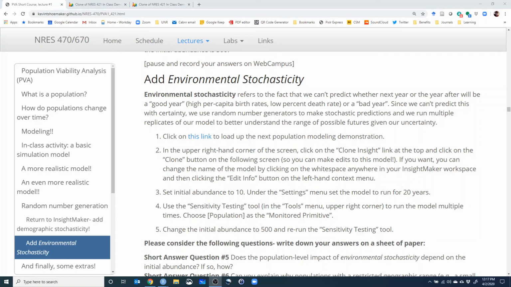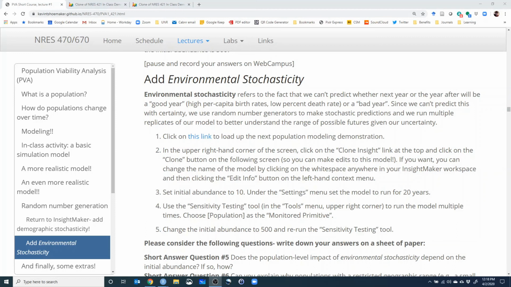So we can't predict necessarily what the future is going to look like for the weather or for the resources for this population. And that refers to what we call environmental stochasticity, that inability to predict the future, whether a year is going to be good or bad for the population. So we can, again, incorporate random numbers into our model and embrace this uncertainty we have about the future.